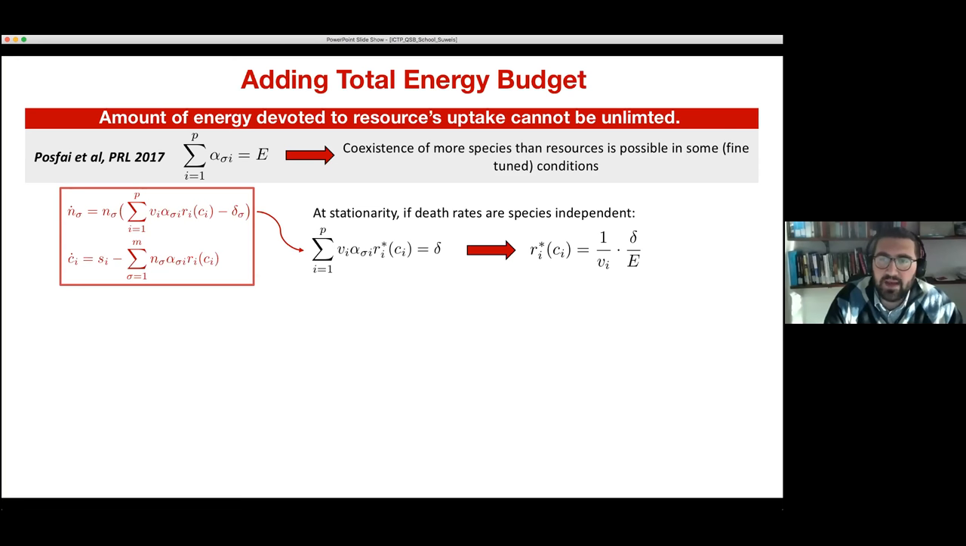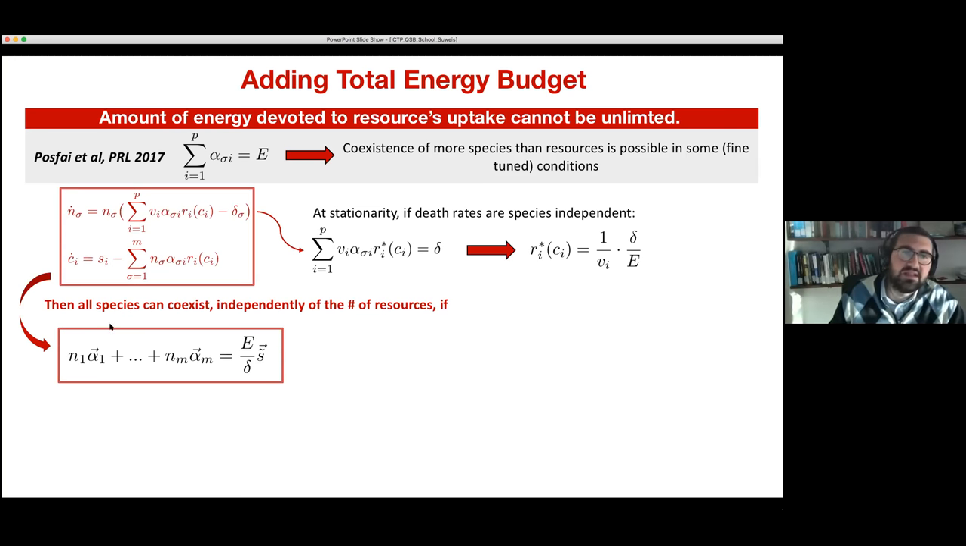Then if you put R star back into the second equation, again looking at stationarity, so the supply rate is equal to the sum with the solution of R star inserted, you can see that all species can coexist, independently of the number of resources, if such a condition is met. Once we introduce the energy budget, if this condition is satisfied, then we can have coexistence of more species than resources.